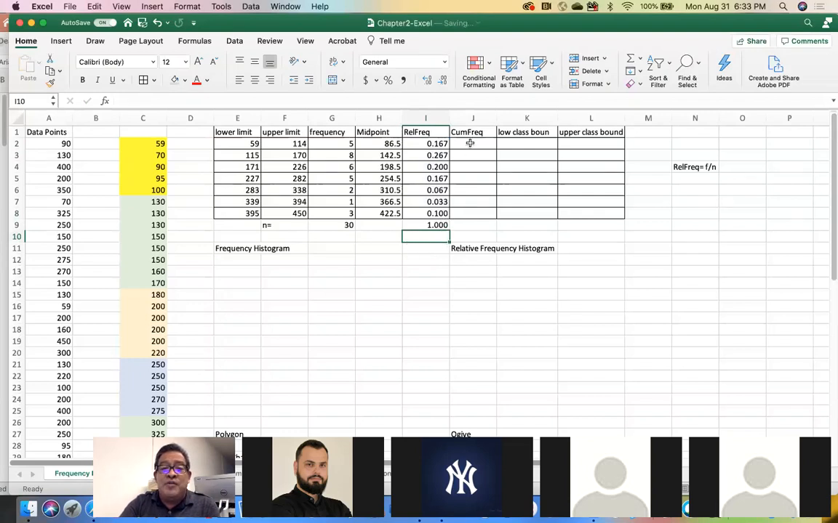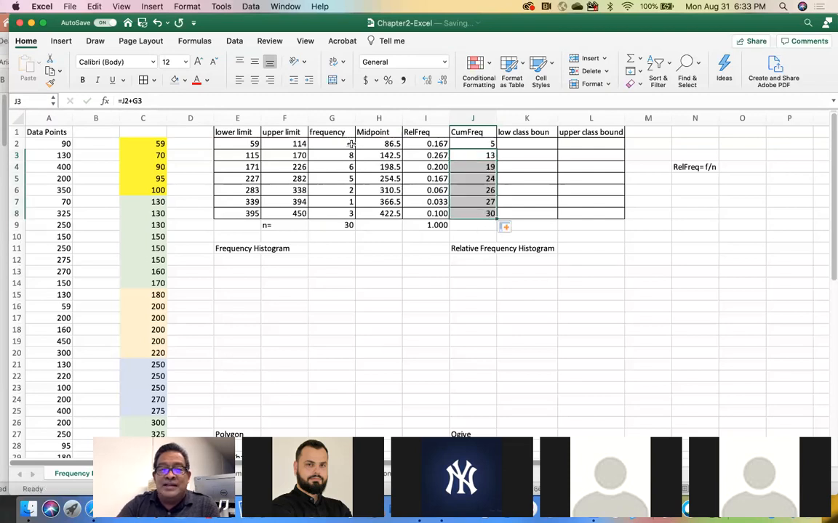The cumulative frequency is going to be the addition of, well, the first number is going to be equal to the first frequency, which is going to be 5. So that's frequency number 1. The second cumulative frequency is going to be frequency 1 and frequency 2. So I'm going to do equal whatever I have here plus what is in this line, right? That is going to be the second. I just have to drag this down, and the last number should be 30.